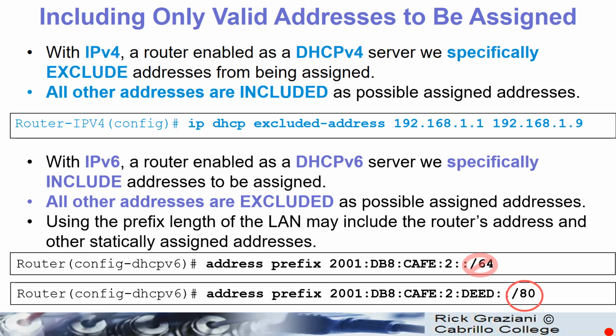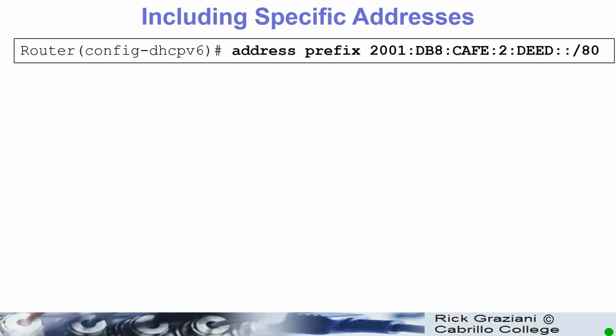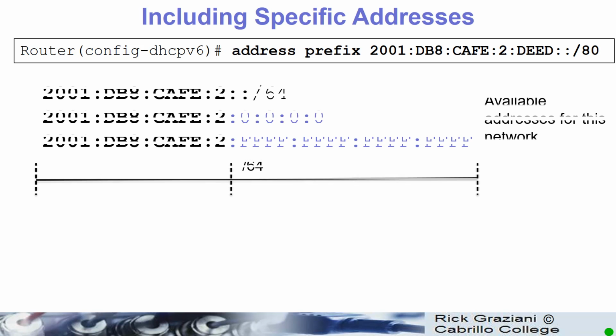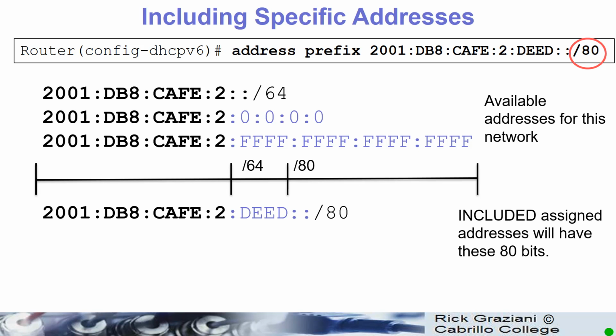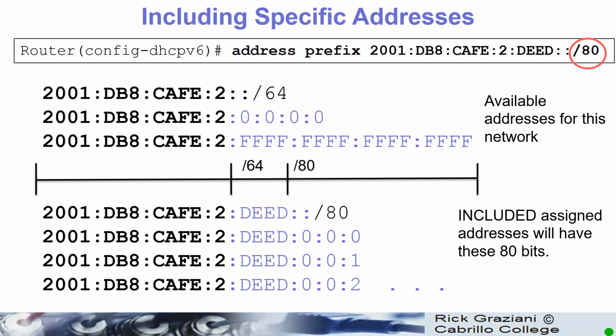So again, use the appropriate prefix and slash notation so you get the appropriate addresses. Here we have again including specific addresses, how we do the calculation to verify. That gives you the appropriate network. All other addresses will be excluded.